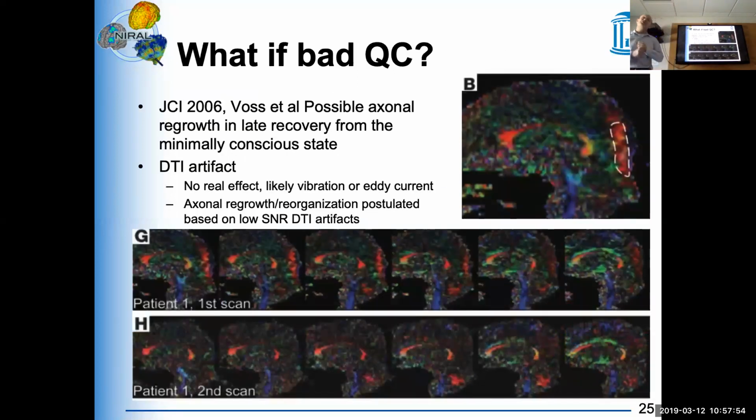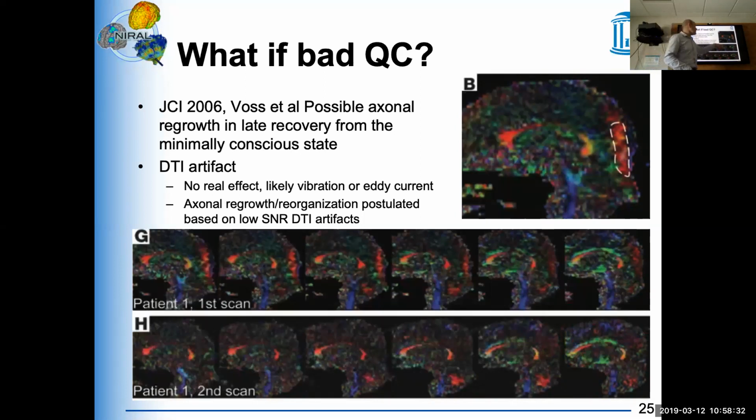Now, what if you don't do a QC? Well, you still see a lot of data sets not being well QC'd, in particular when your data is not very high signal to noise. This is a relatively old paper from 2006, where they look at minimally conscious folks, and they want to see whether something is happening longitudinally with certain subjects. This is a very, very high impact journal, the Journal of Clinical Investigation, JCI.